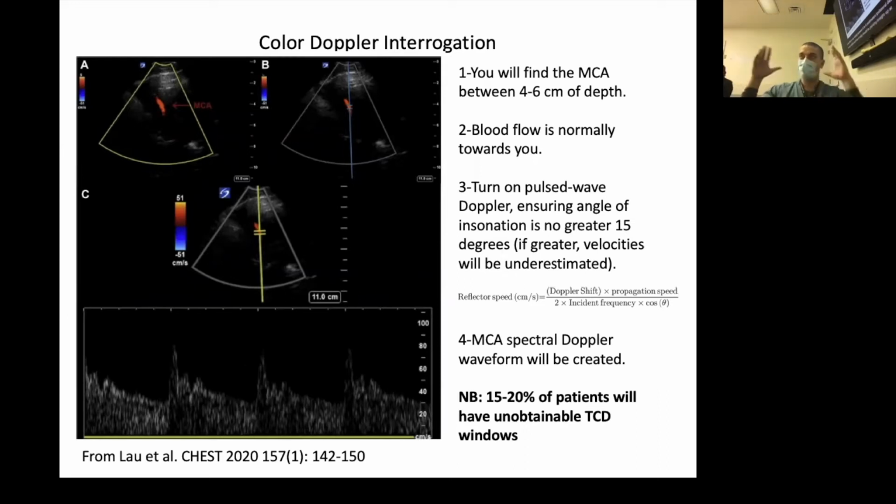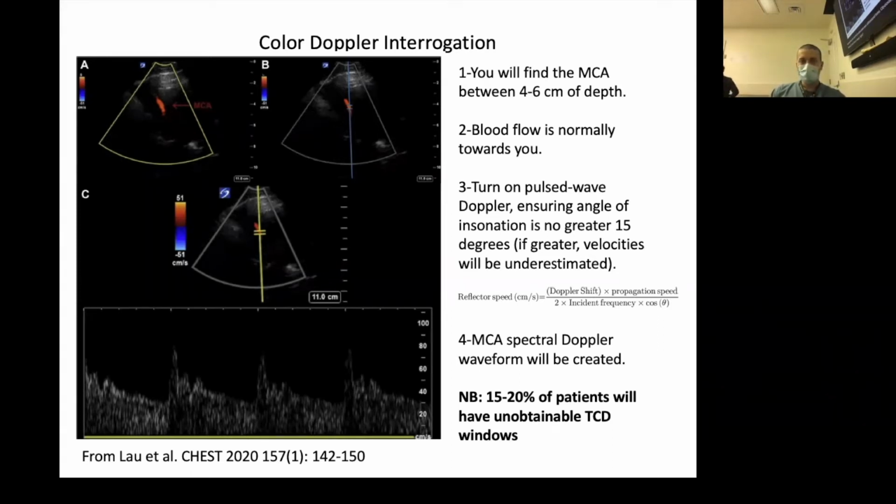If you think about the brain in this configuration, MCA arteries sit out like this, looking straight up at you, okay? And so at 4 to 6 centimeters, you see a color signal, looking straight at you, and the flow is going to be towards you. So it's going to be represented in red. If no one's done any ultrasound here, obviously red is towards and blue is away, right?